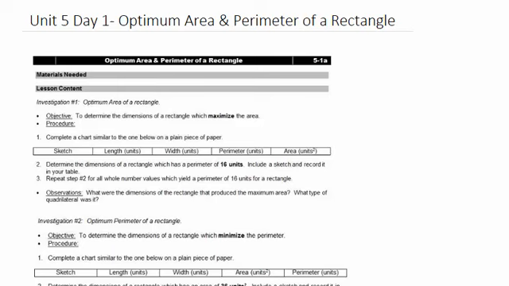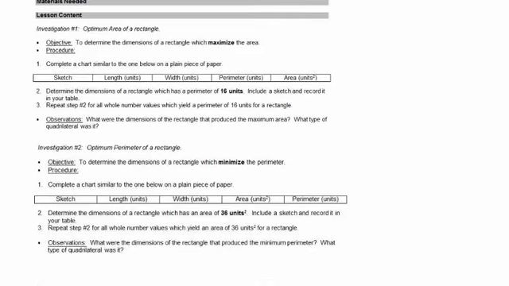Today we're going to be looking at the optimum area and perimeter of a rectangle. So prior to today you should have tackled these two investigations on the screen, and you will notice something about what characteristics have to be present for an optimum perimeter and area of a rectangle.